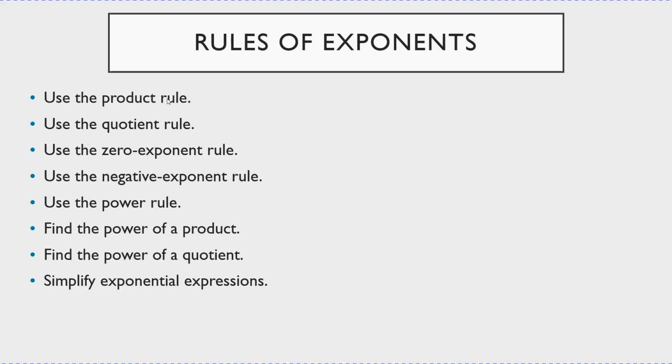So I'm going to go through in this order. I'm going to talk about the product rule, the quotient rule, the zero exponent rule, the negative exponent rule, using the power rule, how you find the power of a product, how you find the power of a quotient. And then the last thing we're going to do is talk about how you simplify some much harder exponential expressions. Throughout this lecture, I'm going to introduce a rule, and then work a ton of examples just so you can get an idea of how to use these rules.